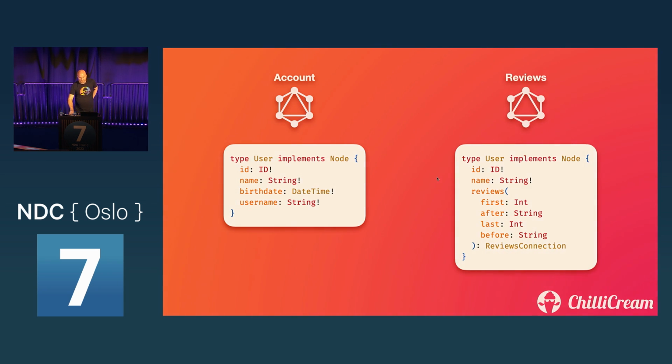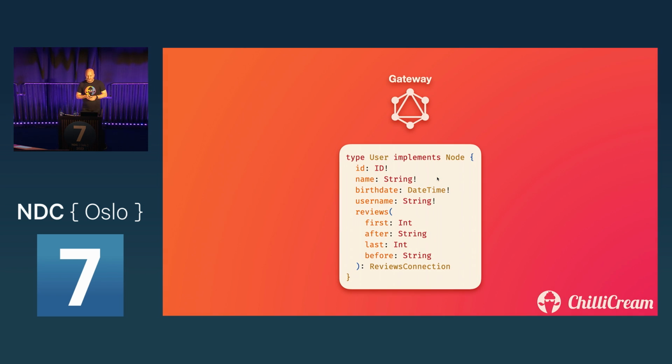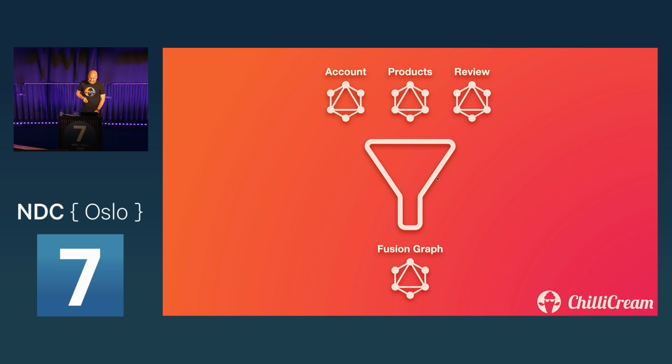So how this composition really works is that we take these types and we merge them. And we annotate which data is really where. So we know that, for instance, these two properties are available in both subgraphs, so I can query them for both. I know that this information is only available on the accounts subgraph, and that this information is only available on the review subgraph.